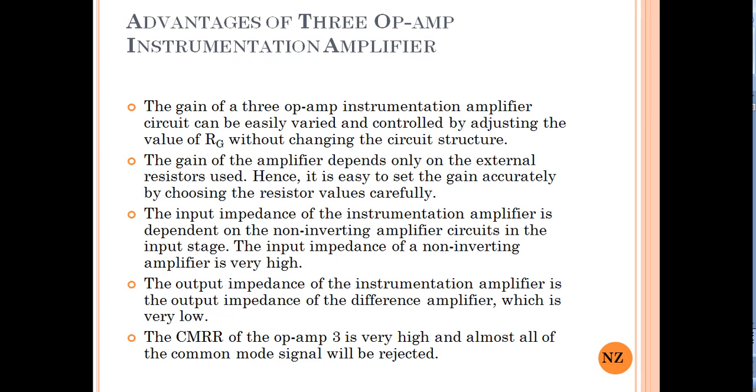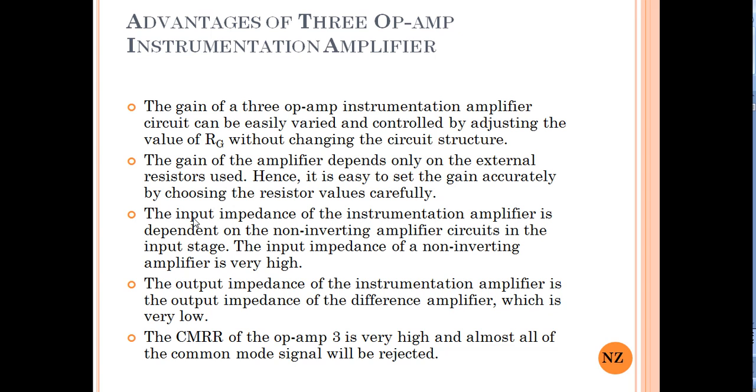The next advantage is that the gain of the amplifier depends only on the external resistors used. Hence it is easy to set the gain accurately. Again, the gain depends upon the external resistors, so we can choose our resistor carefully and thereby accurately change our gain according to the resistor value.